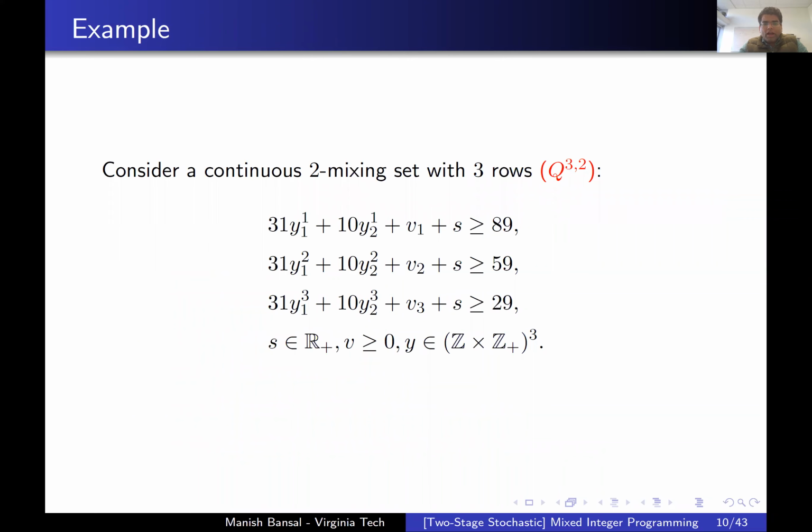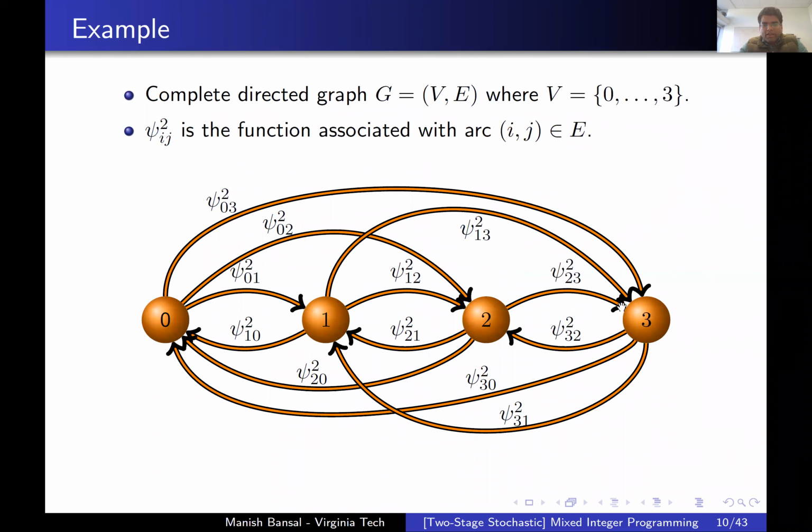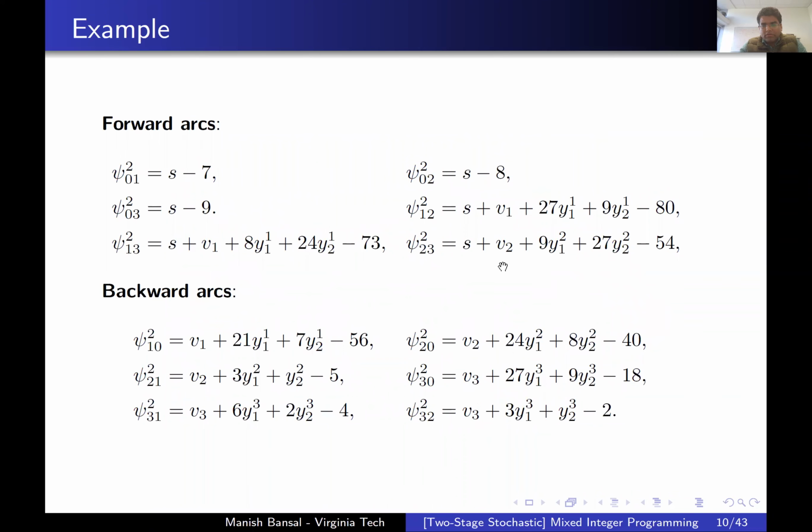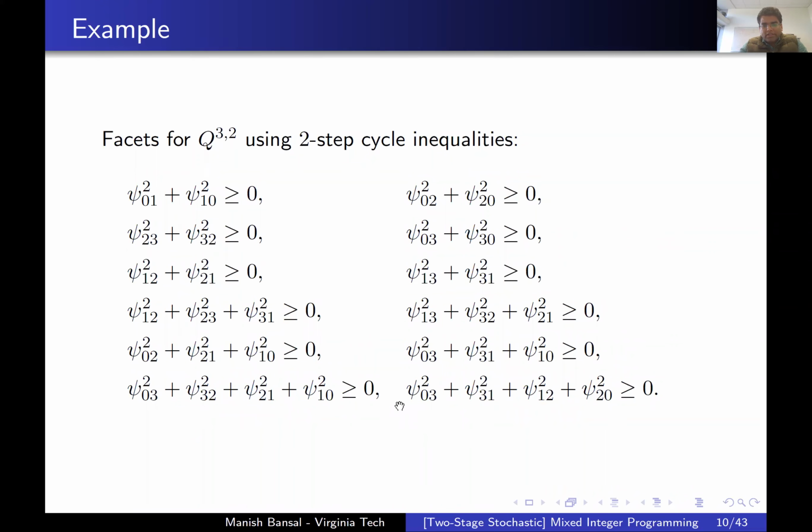For one example, if you have this continuous 2-mixing set with 3 rows, which is Q32, where you have 3 constraints, where each constraint has 2 integer variables, then if I want to derive facets for this set, all I have to do is construct this complete directed graph with m plus 1 nodes, where m is 3, so you have 4 nodes, and associate this psi function up here, which will be these nice linear functions up here.